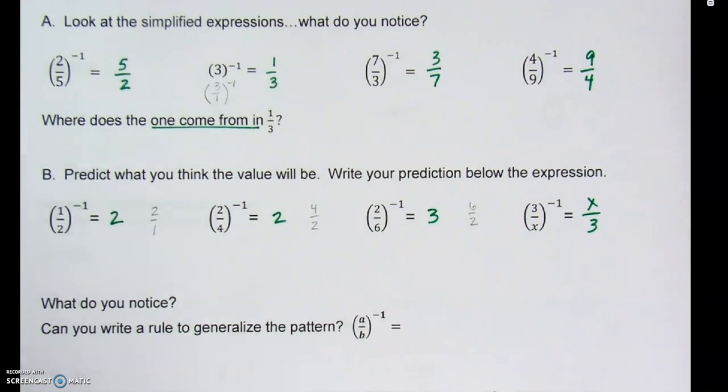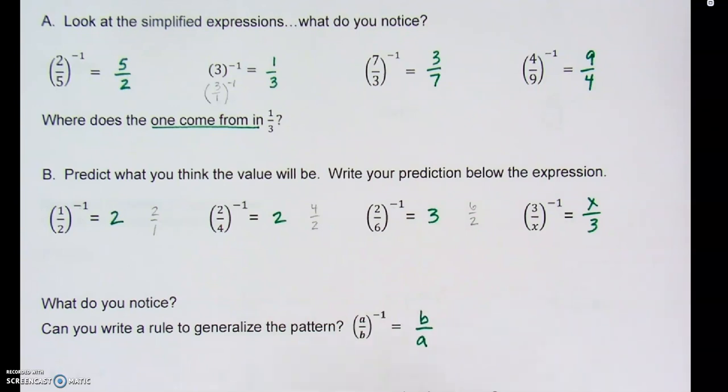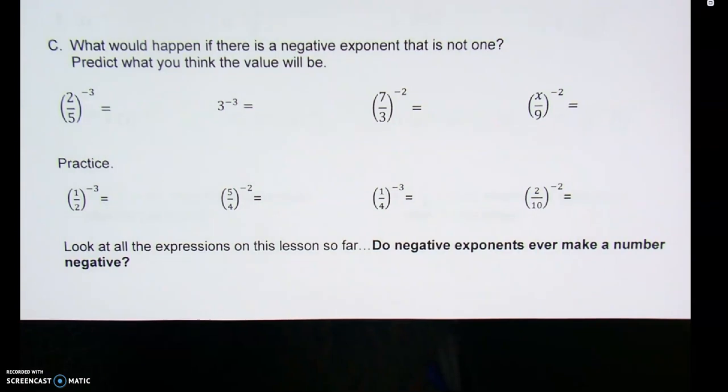So what is the rule to generalize this pattern? a/b to the negative 1 is b/a. And if you want to write it out in words, that the numerator and denominator switch places, you can certainly do that. What would happen if there is a negative exponent that isn't just 1? Let's find out.